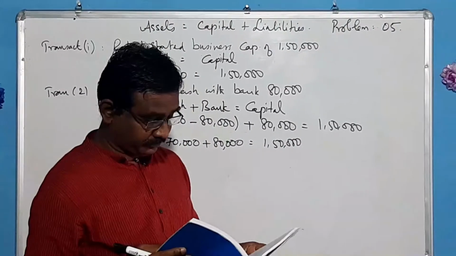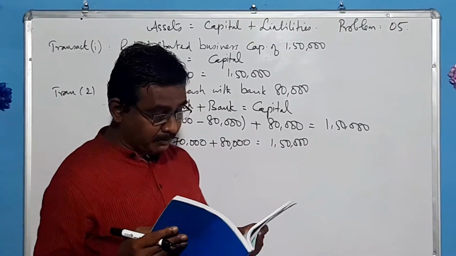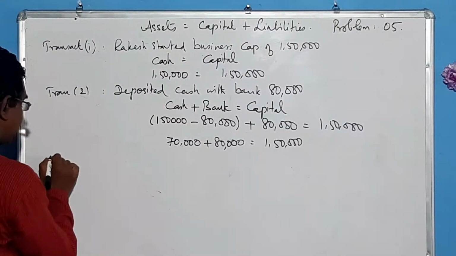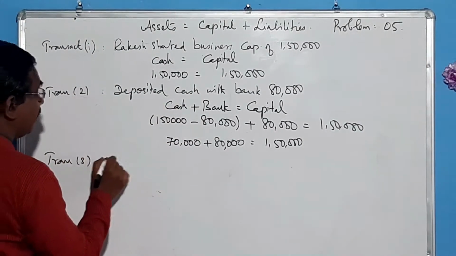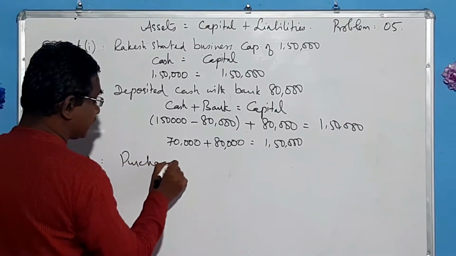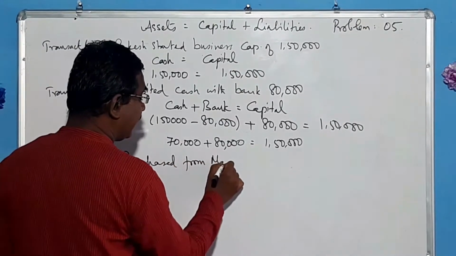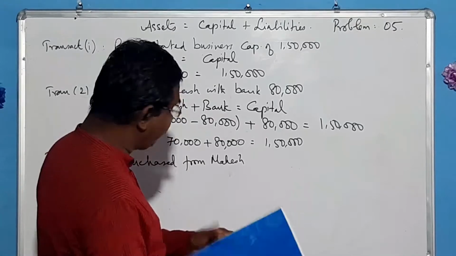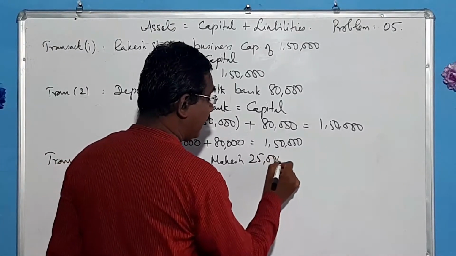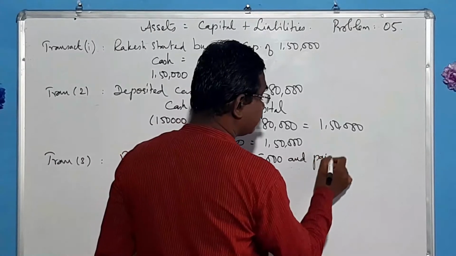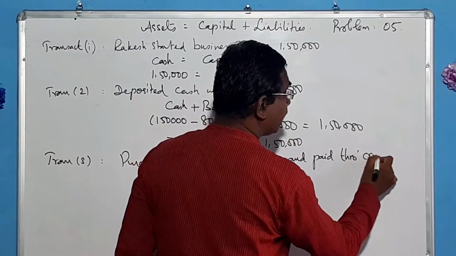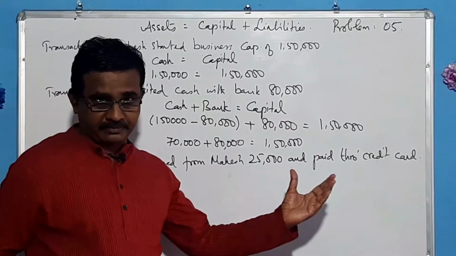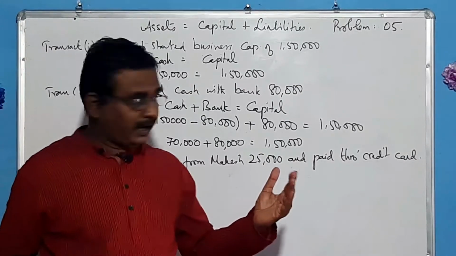The next transaction is purchased goods from Mahesh and paid through credit card, 25,000. Write the transaction first. Transaction 3. Purchased from Mahesh worth rupees 25,000 and paid through credit card. See, understand this transaction. We have purchased goods from Mahesh.